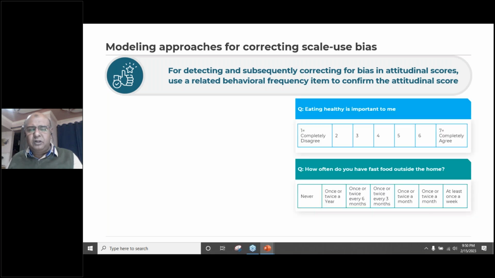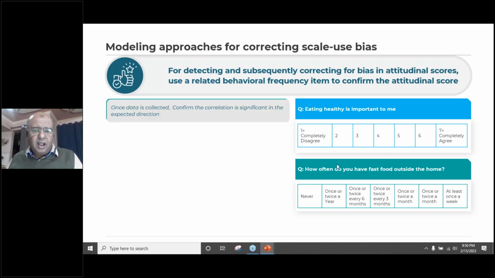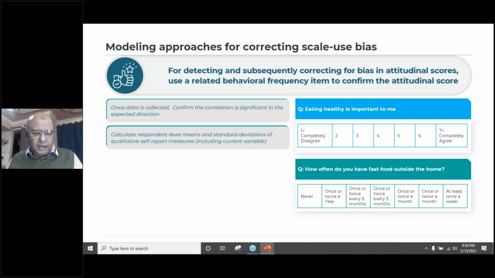Here, for example, Greenleaf suggested if you ask an attitudinal question, you also ask a behavioral question that is correlated with it, and you know the correlation. Here it's positive. Or how often do you have fast food? So the more important eating healthy is to a person, the less likely he is to eat fast food outside the home, so negative correlation. Now you confirm the correlations.